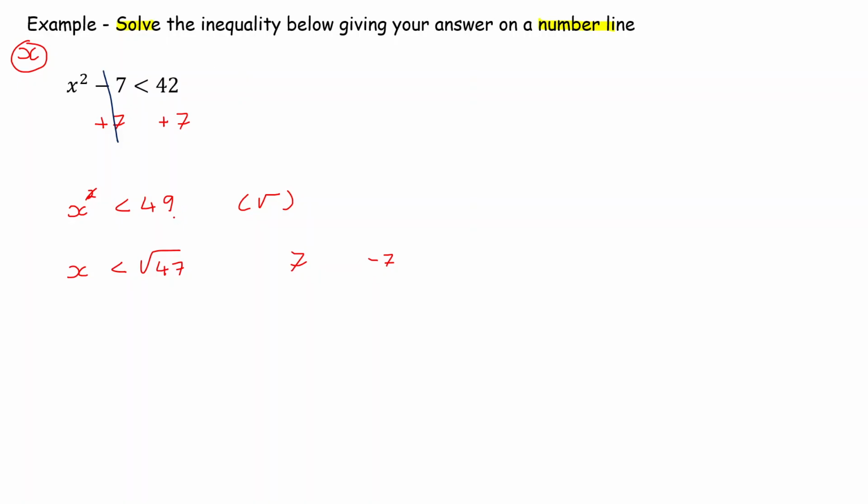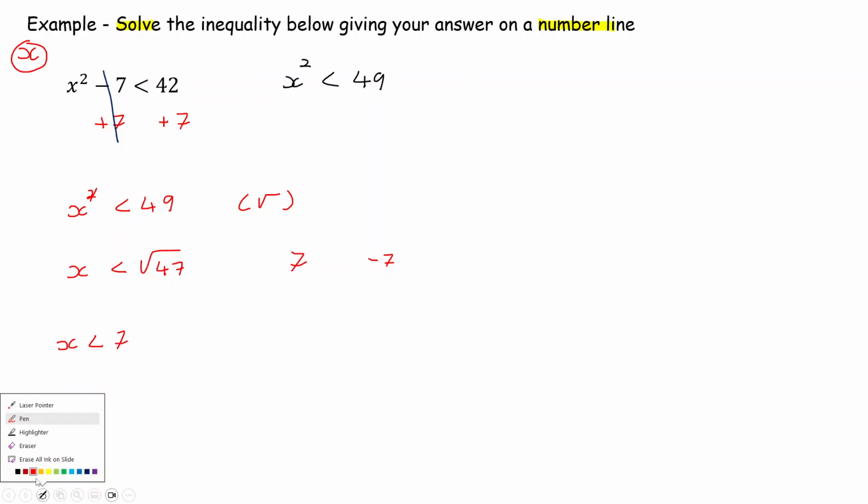Before we get into the answer, the original question was x squared minus 7 is less than 42, and then we got it down to x squared being less than 49. I've written this part again here because it's going to help us think about this really important part. If x squared is less than 49, does x have to be bigger than or less than 7? X has actually got to be less than 7.